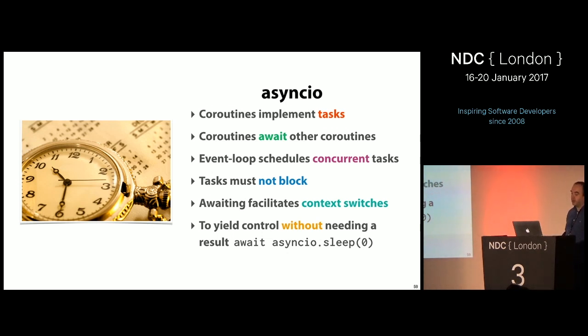And if you want to yield control without needing a result from the thing you're yielding from, the way to do that is asyncio.sleep(0). Okay? That just says, I want to yield control, let somebody else have a go. Let another task have a go.